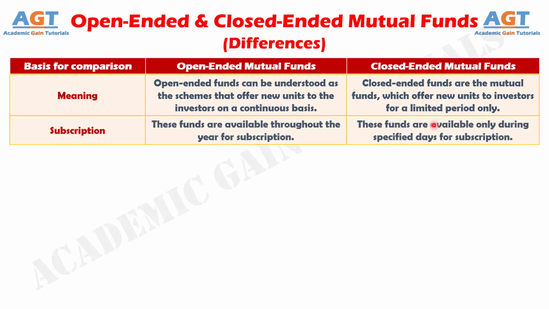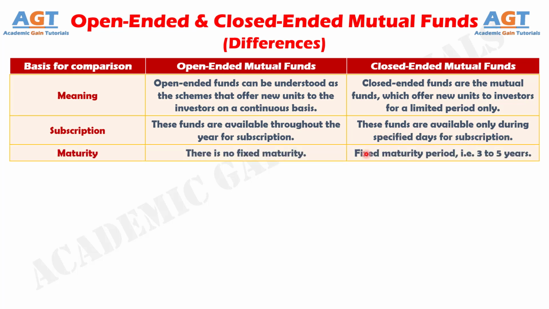Number 2. The subscription of the open-ended mutual fund remains open on a regular basis, that is, it accepts funds from the public by providing its units. Conversely, the subscription of closed-ended schemes is open for a short period only, that is, from 1 to 3 months only. Number 3. In the open-ended mutual fund, there is no fixed maturity period, whereas there is a definite maturity period in the case of closed-ended funds.